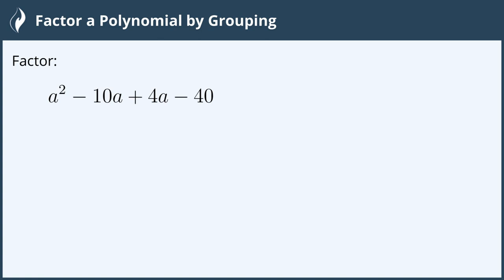To factor by grouping, we're going to group two terms together and two terms together. Then we factor out the greatest common factor of those two terms. It's like the opposite of the distributive property. So I'm going to group the first two terms together and the second two terms together.